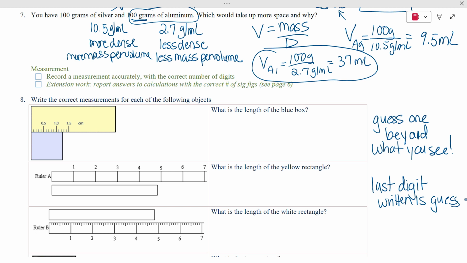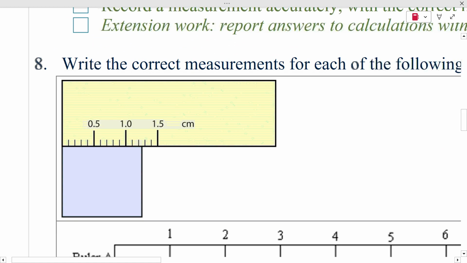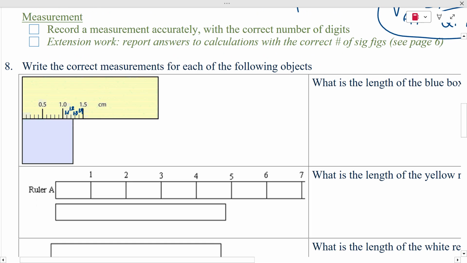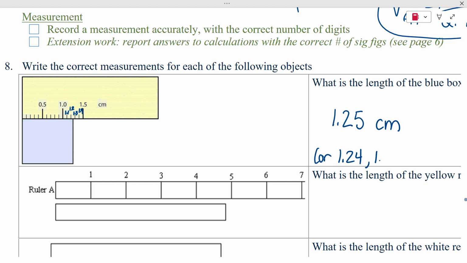Okay, so if we look over here, let's zoom in on this. We've got this ruler here. It looks like each of these lines represents 0.1 centimeters, okay? And it looks like our box is somewhere between 1.2 and 1.3. So I know for sure it's a little bit more than 1.2 centimeters. And this last digit I have to guess. Where in between? I'm going to say 1.25. You also could say 1.24 or 1.26 or anything in between that range. So this last digit that we write, that's the one we're guessing. We're not exactly sure about that one, but we know for sure it's 1.2 something.